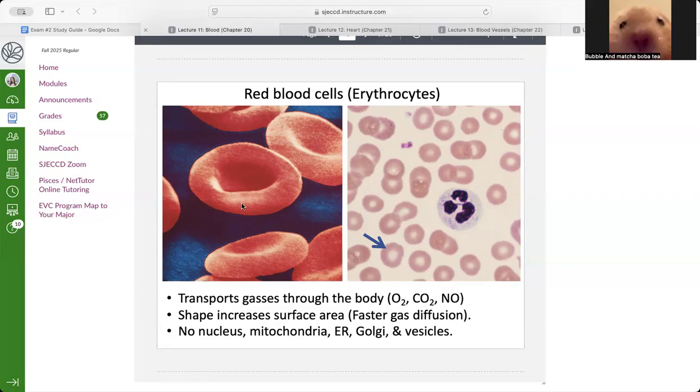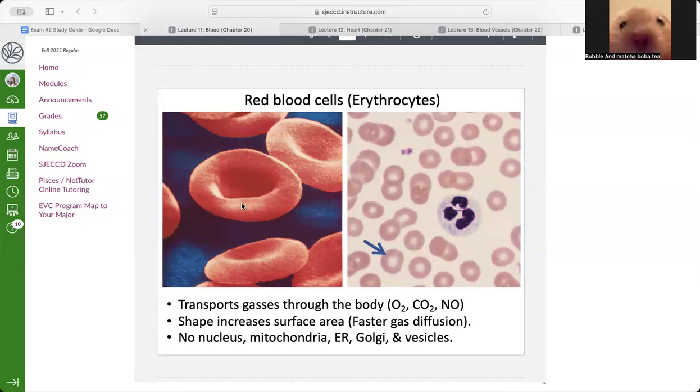And this has a very short lifespan because there's no nucleus, no mitochondria, ER, Golgi, vesicles, and etc. So what happens? The way that red blood cells are created is they start up in the red marrow with all these organelles, but as they mature and develop into mature red blood cells, they need to make room for hemoglobin proteins. So then they start getting rid of these organelles.